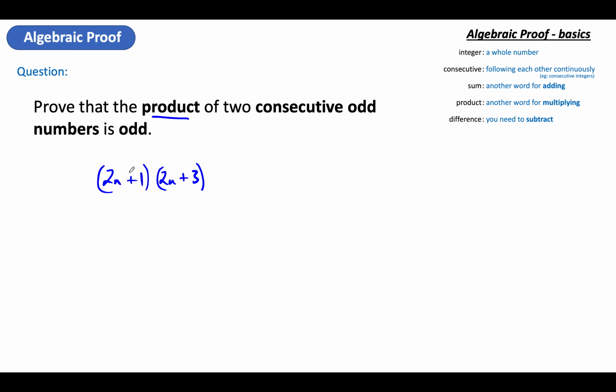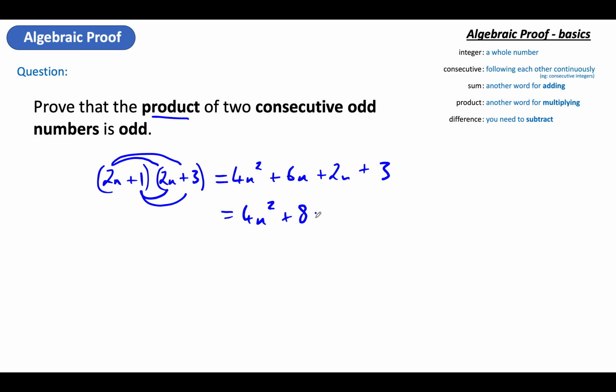So let's put them in a bracket. And we've got double brackets here, which means we can multiply all of this number by all of this number. Let's FOIL it. So first, 2n times 2n is 4n squared. Outers, 2n times 3 is 6n. Inners, 1 times 2n, 2n. And 1 times 3 is 3. Right, okay, let's simplify this a little bit. 6n and 2n goes together to make 8n. And we've got 3 on the end.